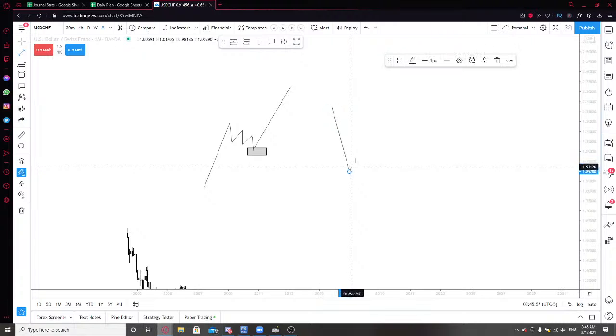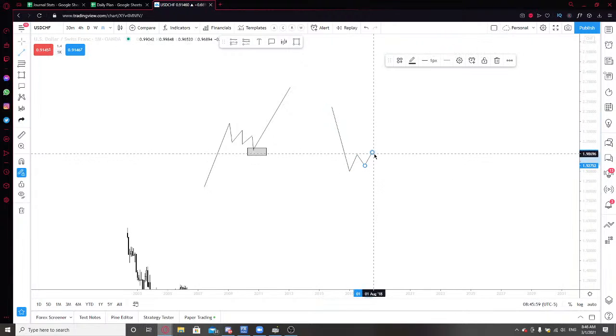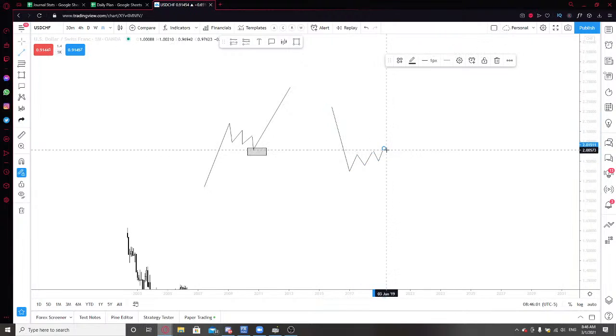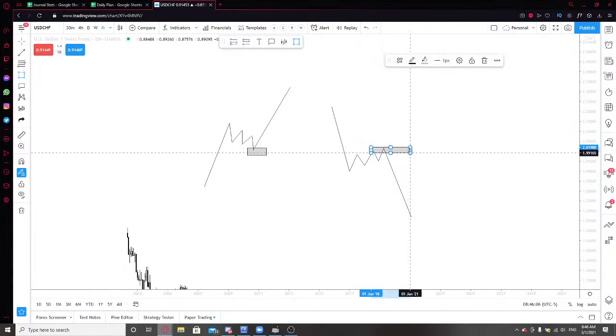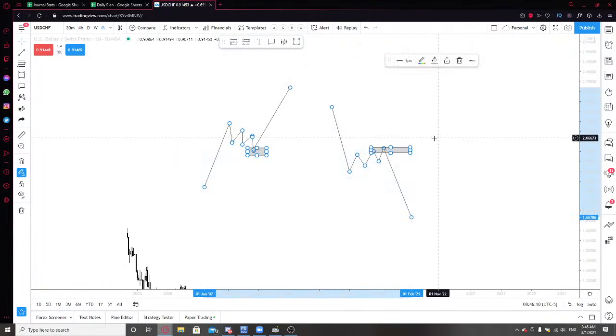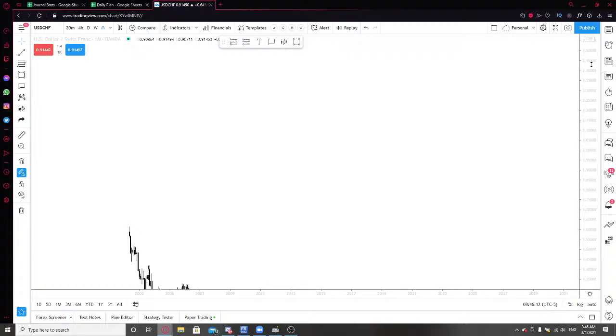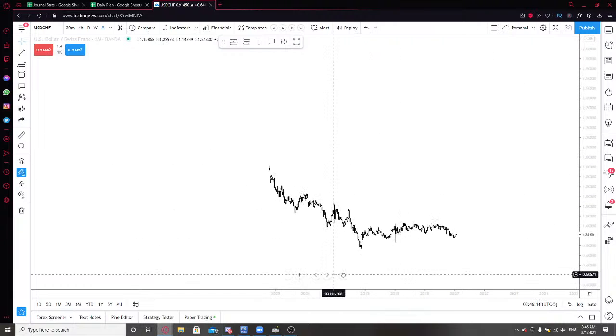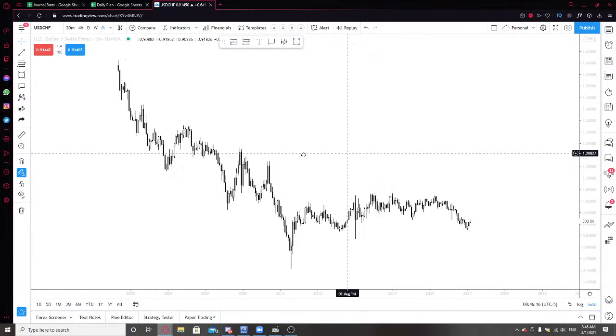And this is how it looks inversely if you're looking for sells. Boom. And I want to look for an entry here. So that's my setup, and I'm going to go ahead and mark up dollar Swiss using those methods.